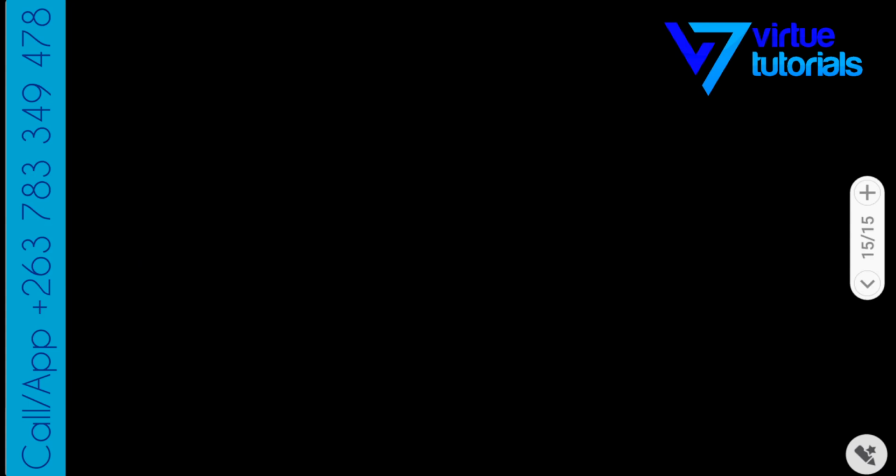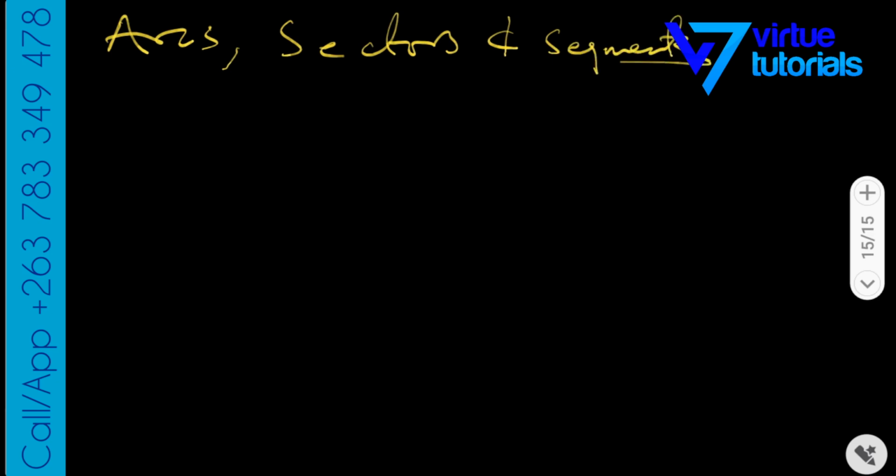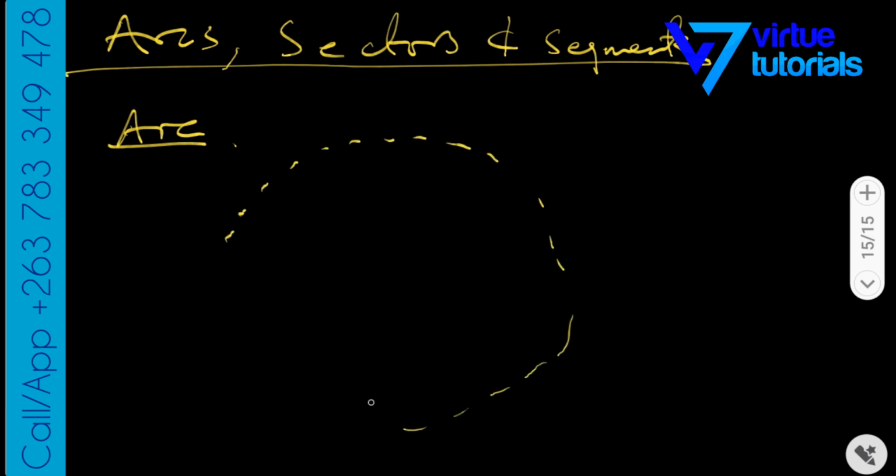Okay, so now let's look at arcs, sectors, and segments. We're going to start off with an arc. So what is an arc? An arc is a piece of the circumference of a circle, right? If I had a complete circle like this, a piece of that circumference, maybe from there to there, this piece is an arc.